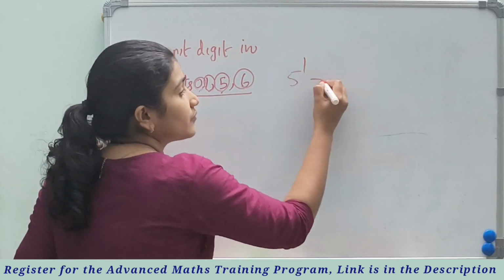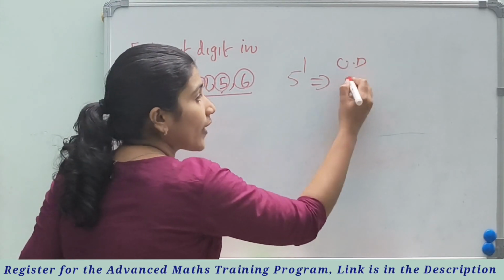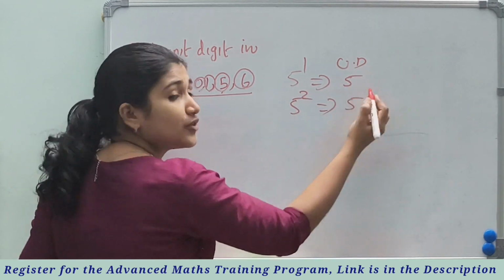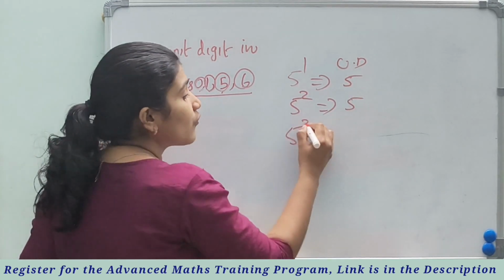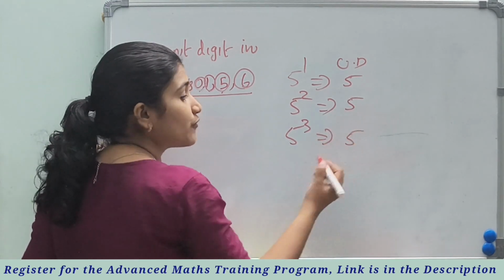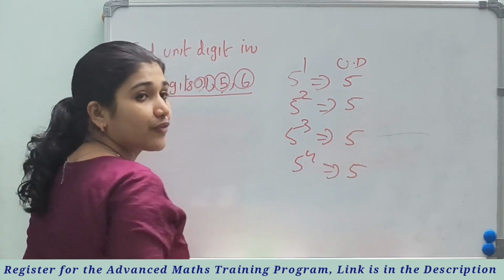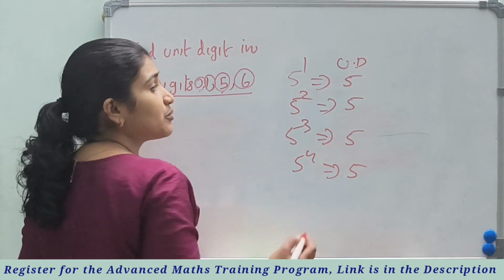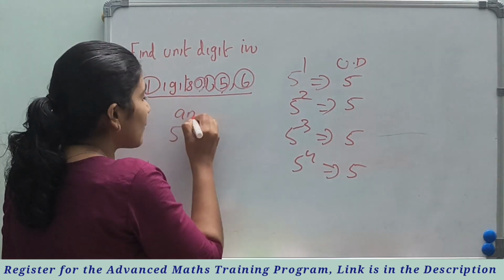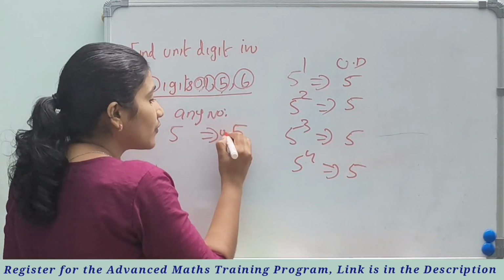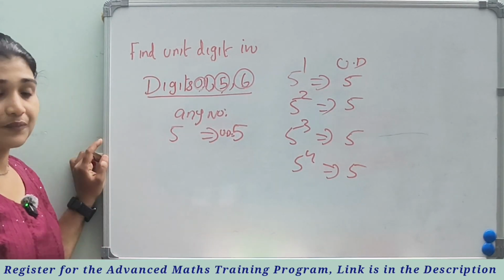Now we can have 5 and 6. 5 raised to 1, unit digit is 5. 5 square is 25, so 5 into 5, 25. 5 is the unit digit. 5 cube is 5 into 5, 25, here again. 5 raised to 4 means 5 into 5, 25. 5 is here again. Which means 5 raised to any number, unit digit is 5.